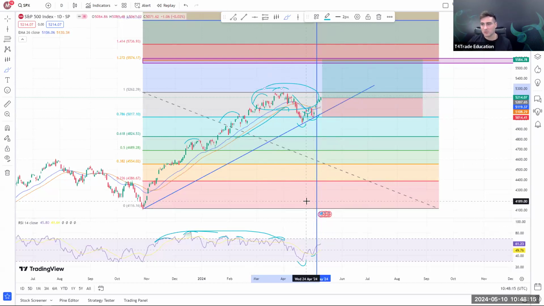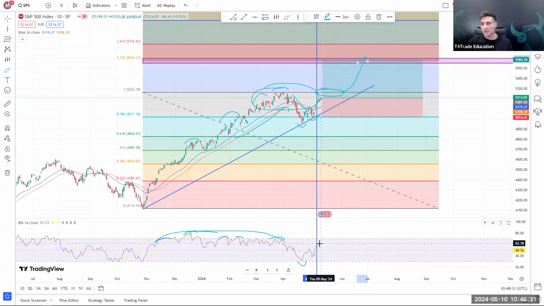This pullback did not last long, which is again another area of concern, that we may see some sort of stalling price action near the all-time high before a clear break above it. So we need to take all of this under consideration.